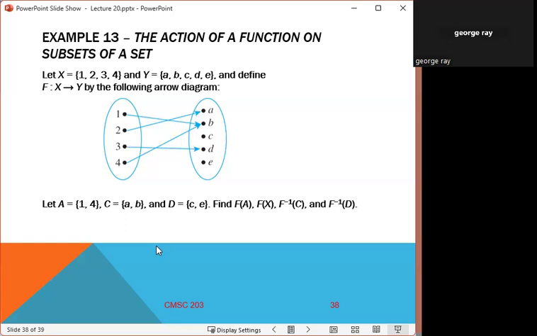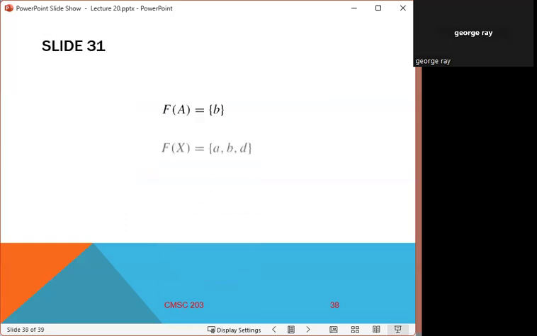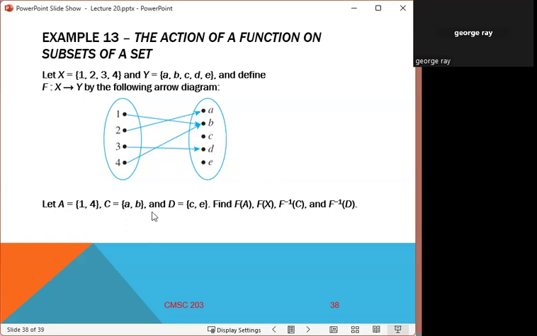Next, we want to find the inverse image of C. So the inverse image of C is going to be equal to 1, 2, 4. So in C, we have the values A and B. So A goes to 2 and B goes to 1 and 4. So we have 2, 1, 4 as the inverse image of C. So we start with these elements in C, A and B, and then what do they map to? Well, 2, 1, and 4.